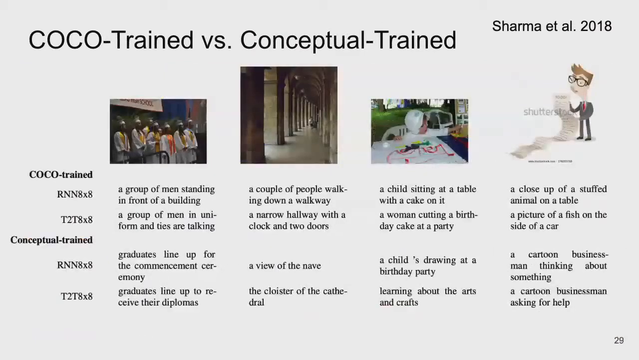All right, now let's repeat that experiment. We have a system trained on COCO, and now another system trained on Conceptual Captions. We can select these images, and it's clear that these are the kinds of things you find on the web. So Conceptual Captions has no problem describing this as a cartoon businessman and so on.